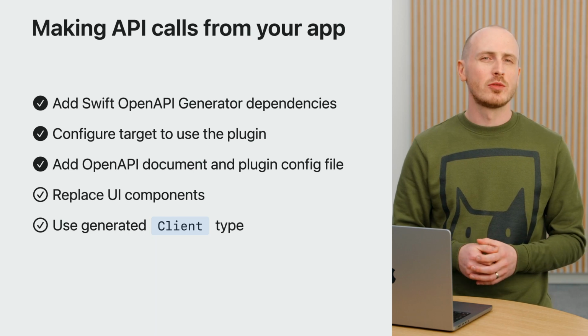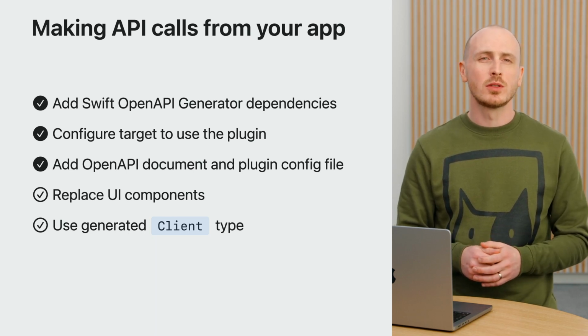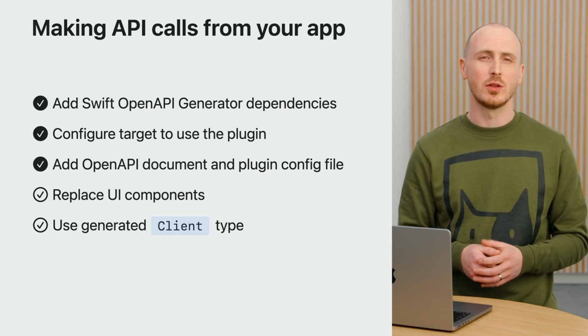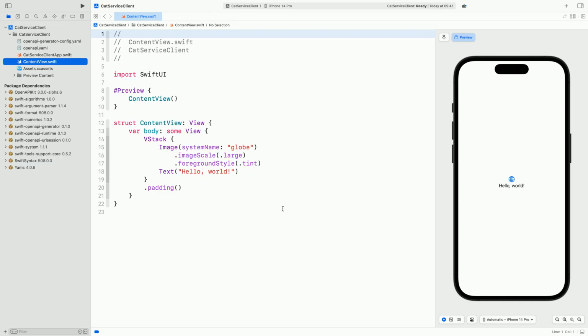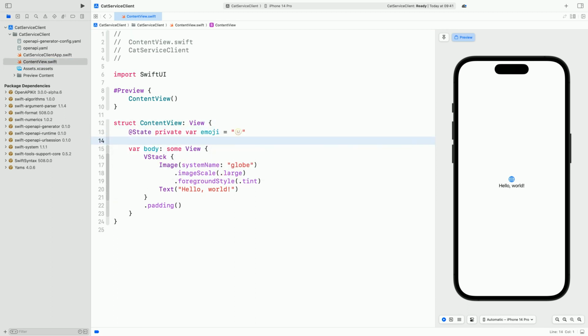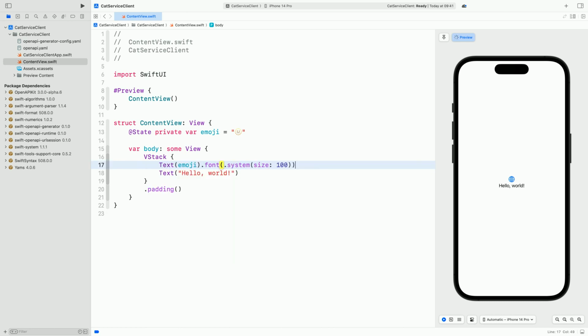Now we've recompiled the project, we can replace the UI components and use the generated client type to make API calls to the server and update the view. We'll start by adding a new state property to the view for our emoji and initialize it with a placeholder value. Then, we'll replace the globe image with a text view containing the emoji, replace the Hello World message with a button, and set the button style for our view.